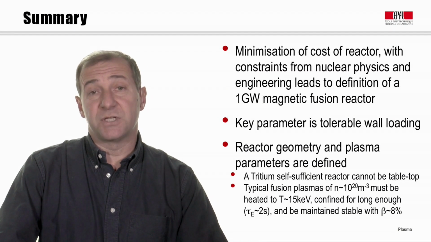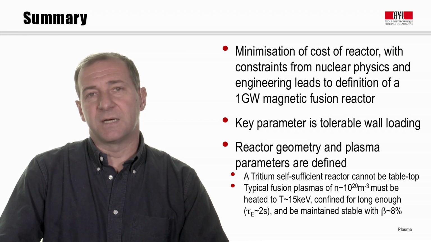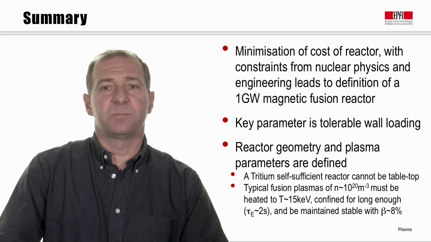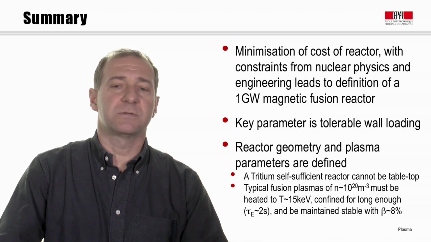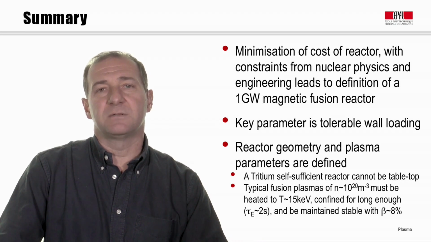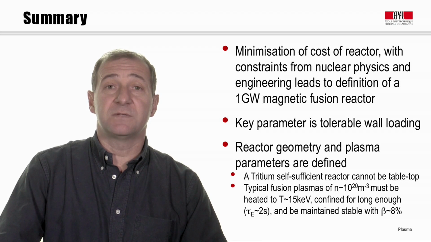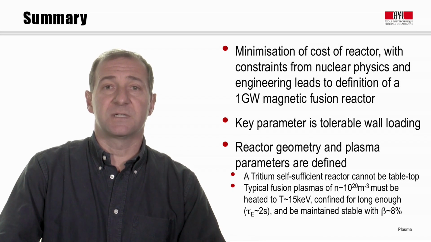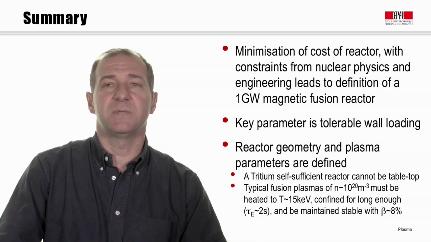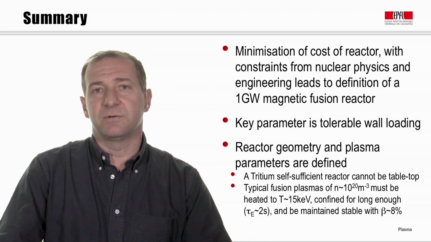In summary, we have seen together that a minimization of the cost of the reactor, together with constraints that come from nuclear physics and engineering, can lead, even in a very simple approach, to a general definition of a magnetic fusion reactor design that is capable of producing about a gigawatt of electrical power. We noticed that one of the key parameters, perhaps the most important, is the wall loading we can tolerate. That is the maximum amount of power per square meter that the surfaces that see the plasma first can tolerate without being destroyed.